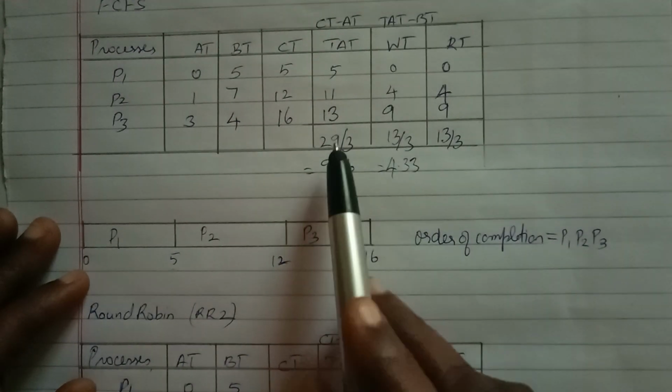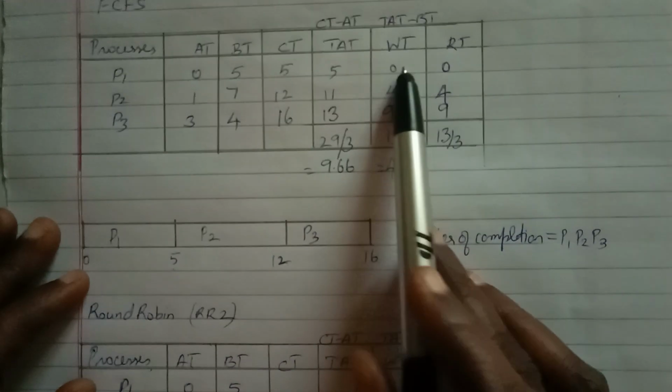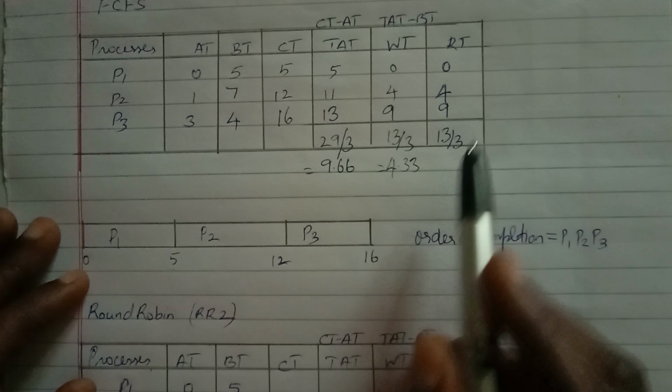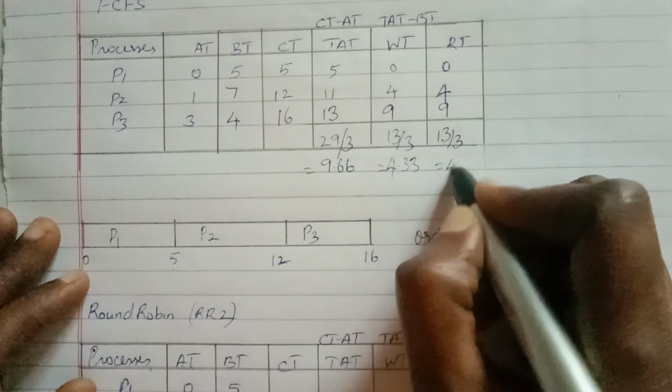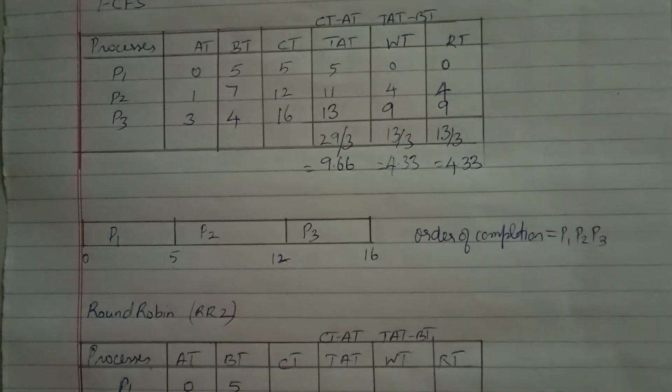So the average turnaround time will be 9.66, waiting time will be 4.33, and response time will also be 4.33. So now let us see the round robin method.